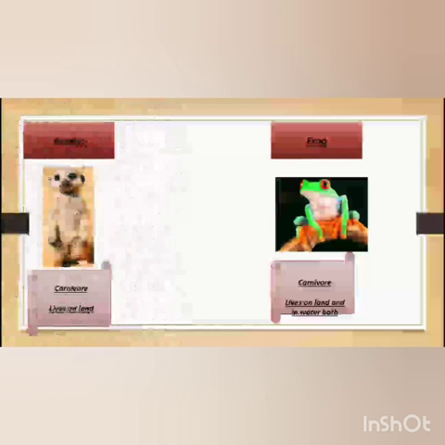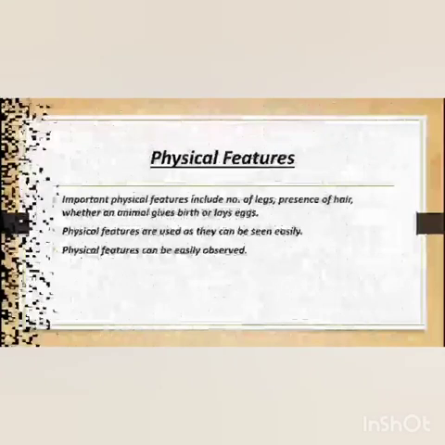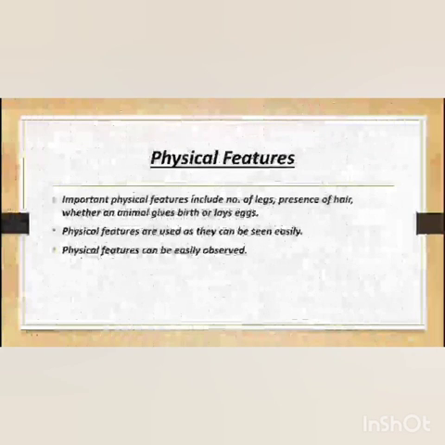Animals are categorized into groups according to their physical features. Okay? Physical features are used as they can be seen easily. Important physical features include number of legs, presence of hair, number of eyes, and whether animals give birth or lay eggs. Physical features can be easily observed. Repeat again, physical features can be easily observed.